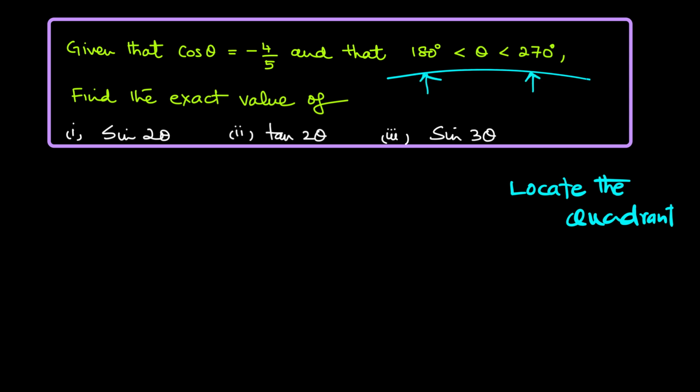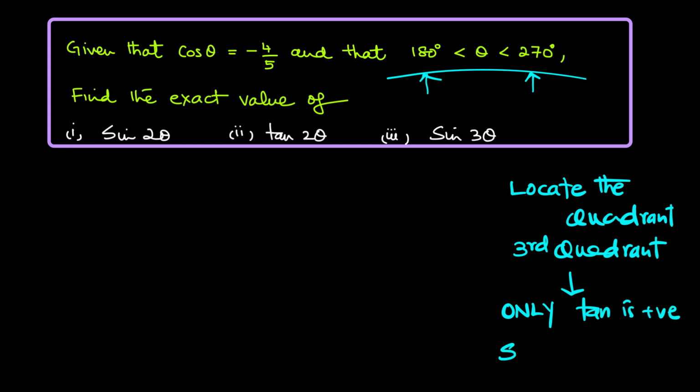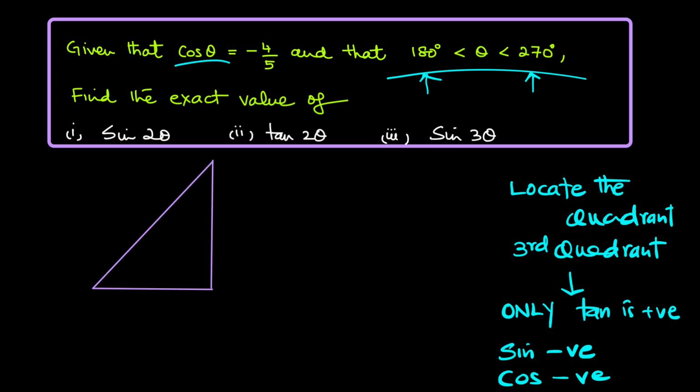Between 180 and 270 degrees is the third quadrant, and we know that in the third quadrant only tangent is positive, which means sine is negative, which means cosine is negative, and we can already see the value of cosine being negative. Now the very first thing is that we draw a right angle triangle to evaluate these ratios for the acute angle, and the positive negative sign will be dealt with later.